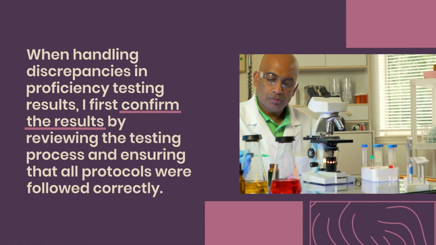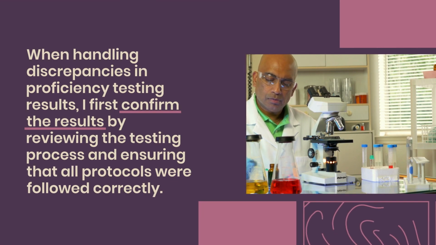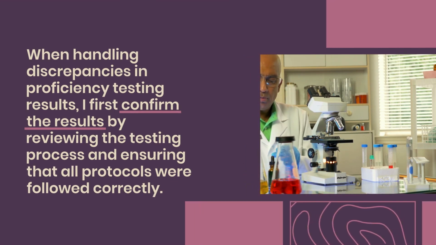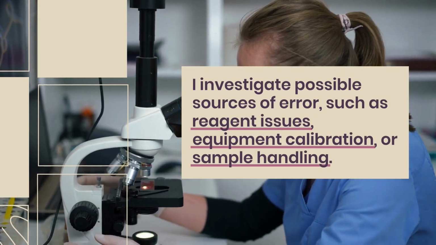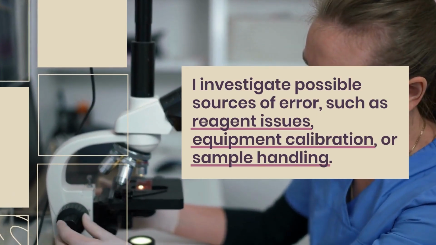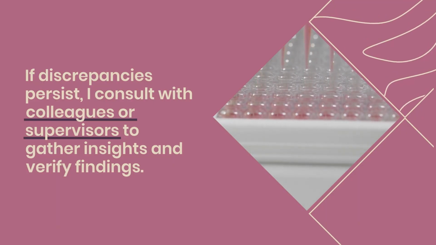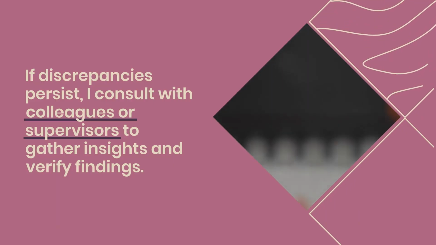When handling discrepancies in proficiency testing results, I first confirm the results by reviewing the testing process and ensuring that all protocols were followed correctly. I investigate possible sources of error, such as reagent issues, equipment calibration, or sample handling. If discrepancies persist, I consult with colleagues or supervisors to gather insights and verify findings.